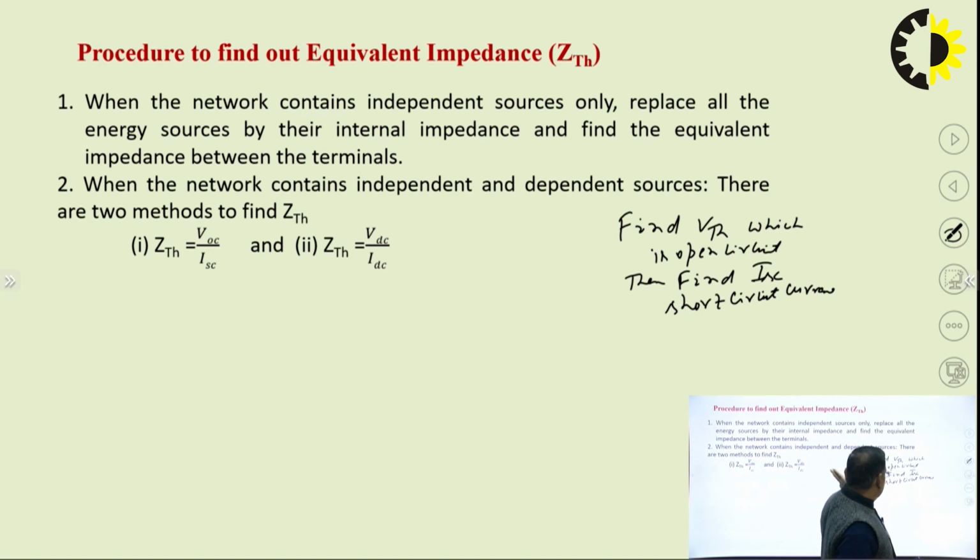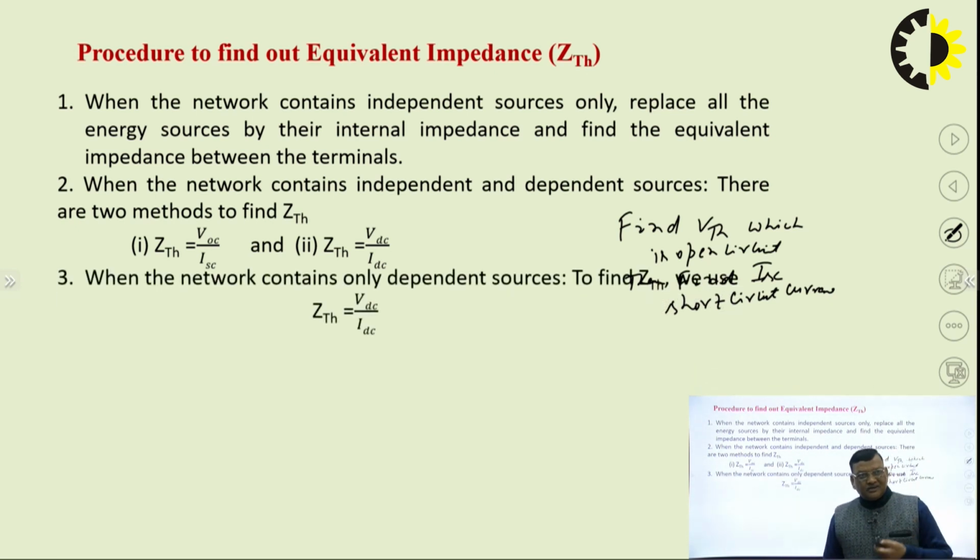And when we use this second method, that ZTH is equal to VDC upon IDC, what we do is put the pseudo voltage source VDC, replace all the energy sources by their internal impedance, and take the ratio of VDC upon IDC. We can calculate ZTH. So for case 2, there are two methods we can find the ZTH.